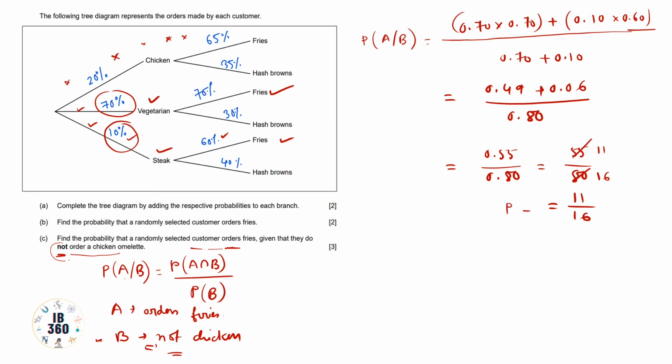The probability is 11 by 16. So for part C, the answer is that the probability is 11 by 16. In this way, the third question is also done.